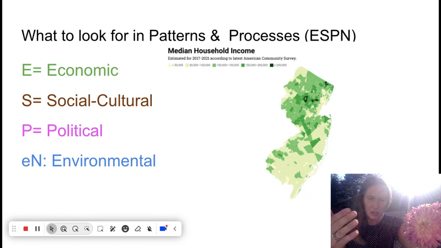I mean, there's nothing in much of that area but like pine trees and like some cows, right? So keep things in mind.